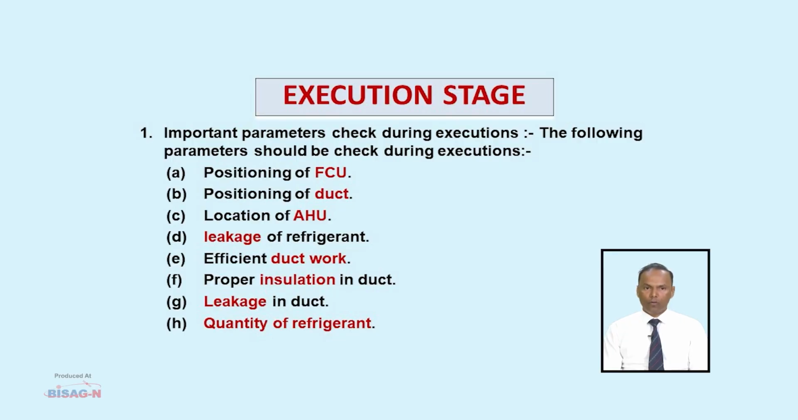Now coming to some of the issues which I was addressing, during the execution stage I will give you a checklist of what one should check. First is the positioning of your fan coil unit, the positioning of the duct, and where the air handling unit should be located. One must check for leakage of refrigerant while executing. Then the ductwork should be efficient, there should be proper insulation on the duct, leakage in the duct should be checked timely, and also the quantity of refrigerant.